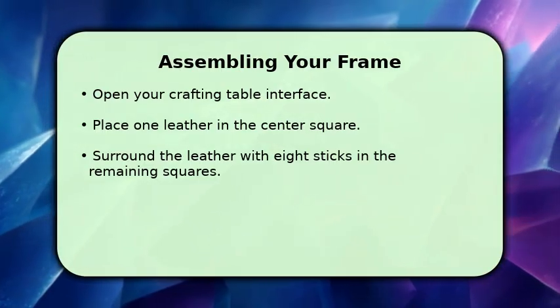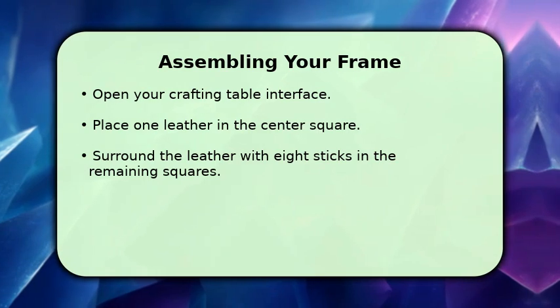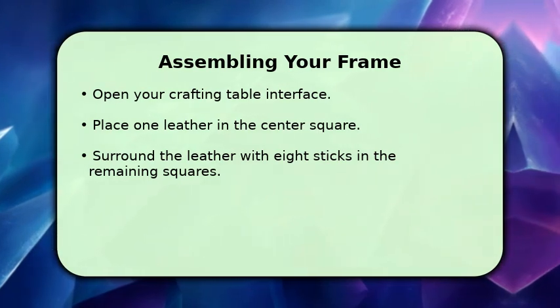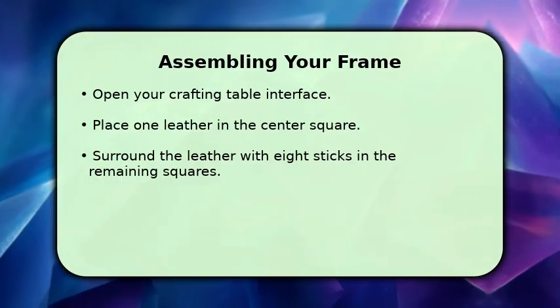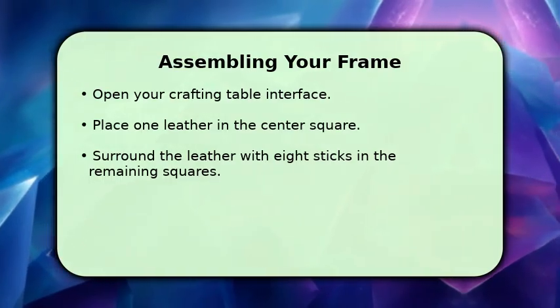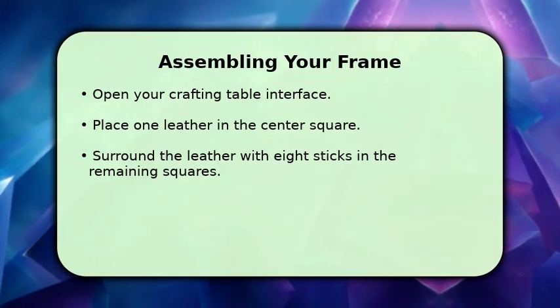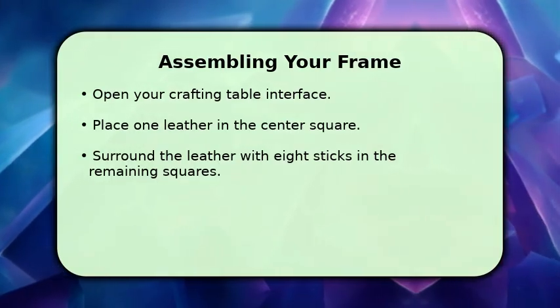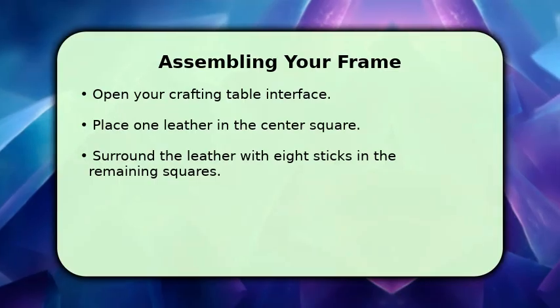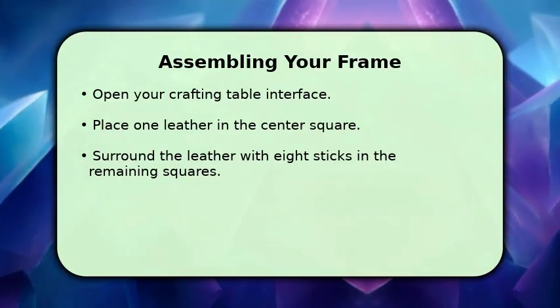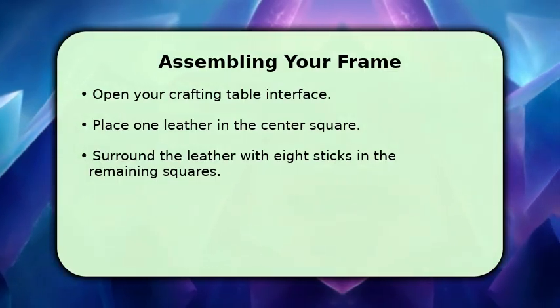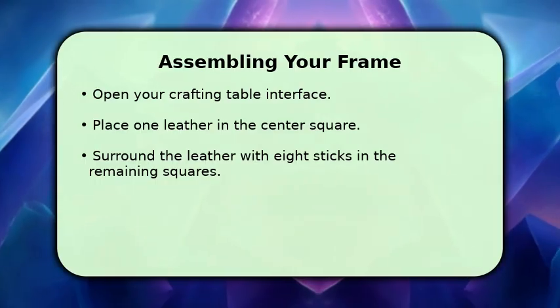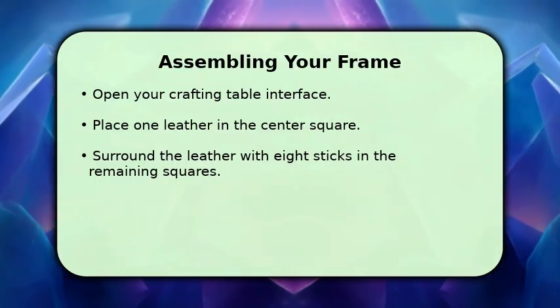Head over to your crafting table and open its interface. You'll want to place the single piece of leather directly in the very center square of the 3x3 crafting grid. Then, take your 8 sticks and place 1 in each of the remaining 8 squares, completely surrounding the leather. Once arranged correctly, your brand new item frame will appear in the output slot, ready for you to collect.